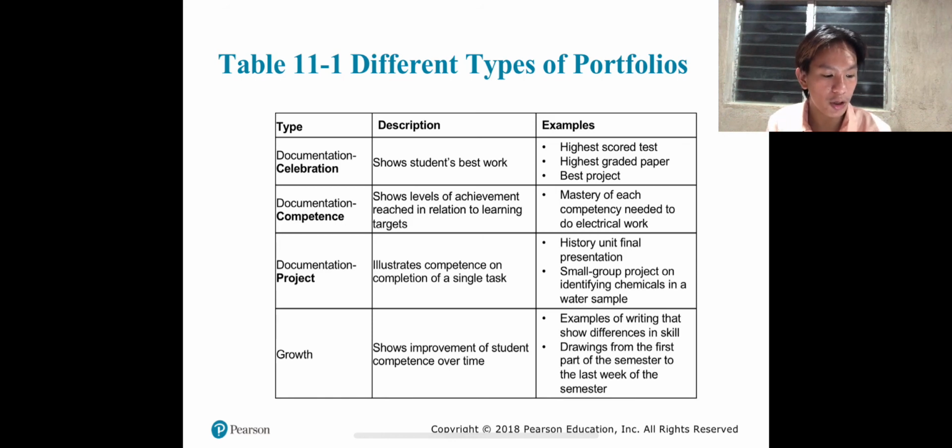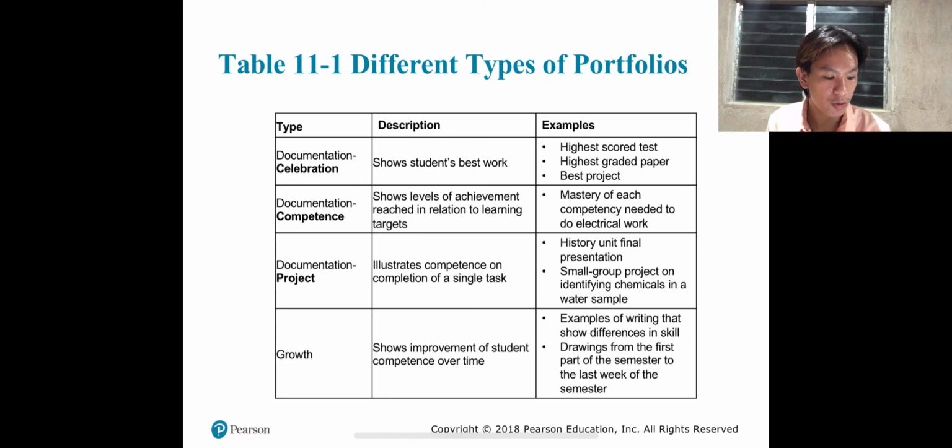Next type, we have documentation or the competence. It shows levels of achievement reached in relation to learning targets. Examples that we have here is mastery of each competency needed to do electrical work. Next type, we have documentation or project. Description illustrates competence on completion of a single task. Examples, we have history unit final presentation, small group project on identifying chemicals in a water sample.